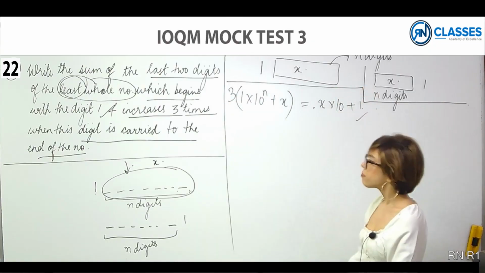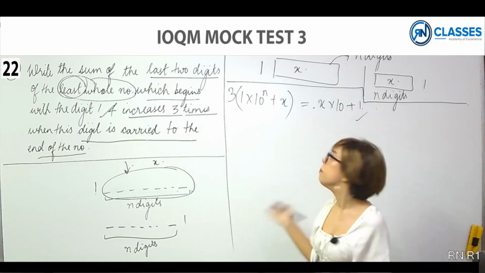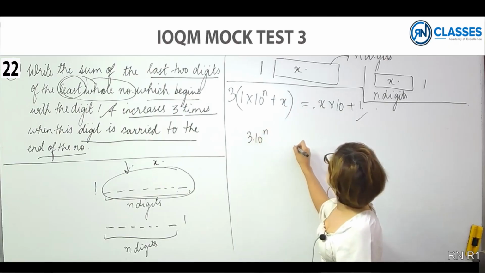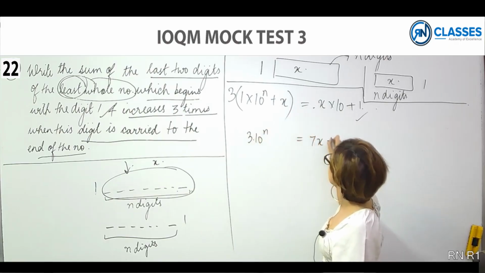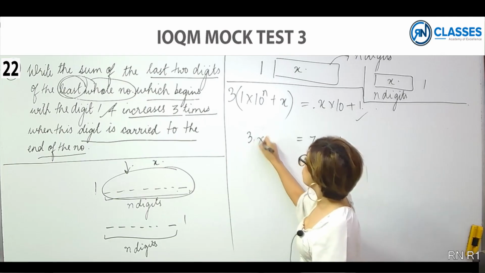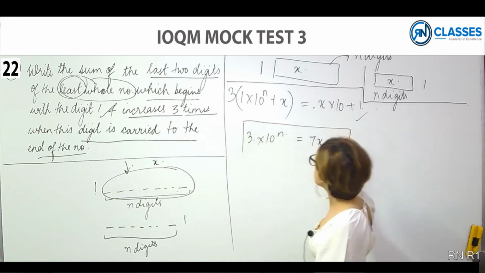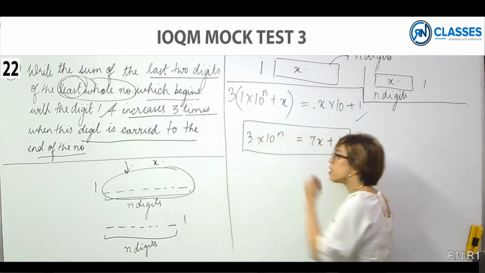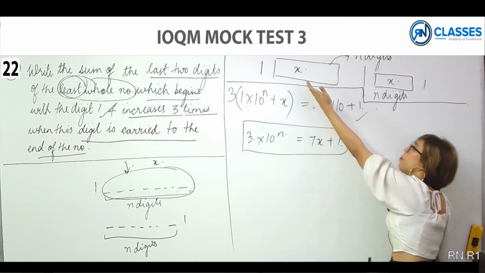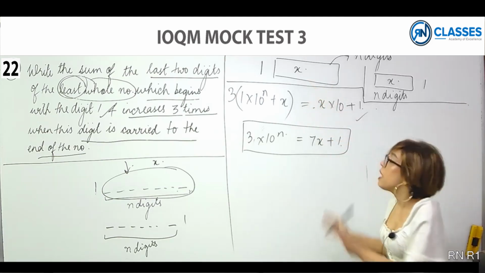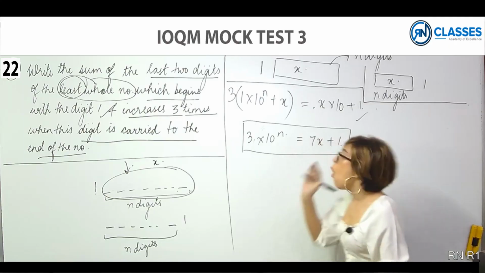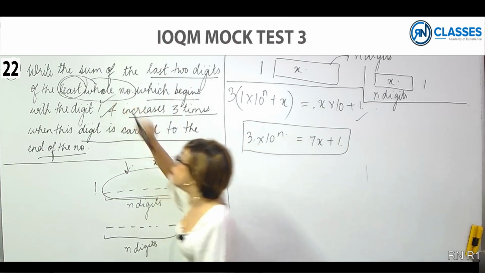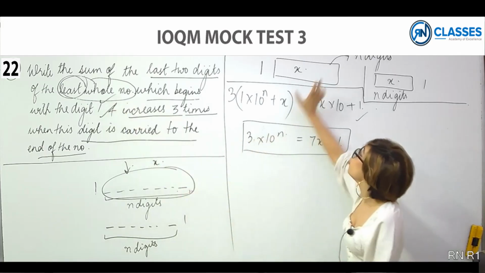Now first of all, let me collect the like terms. So I'll get 3 into 10 raised to n plus something is equal to 7x plus 1, into 10 raised to n. Now some conditions are obviously there. Since n is the number of digits, it has to be a natural number, and x, since it is a number, has to be a natural number. So I need to solve this equation over the set of natural numbers. Also, I want the least whole number.